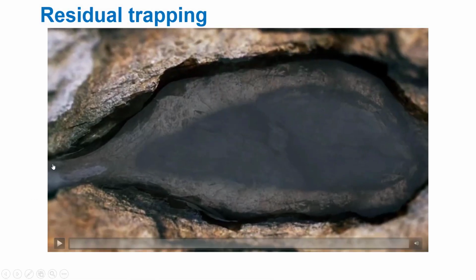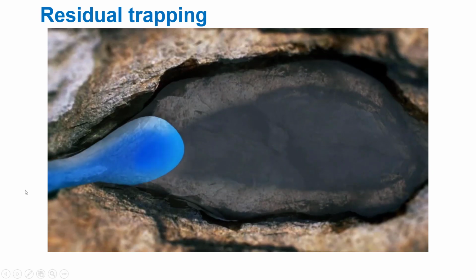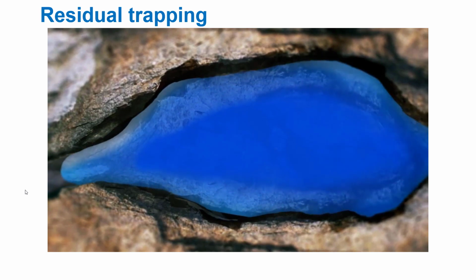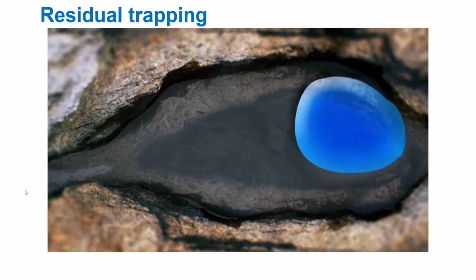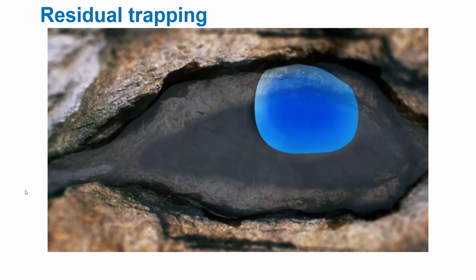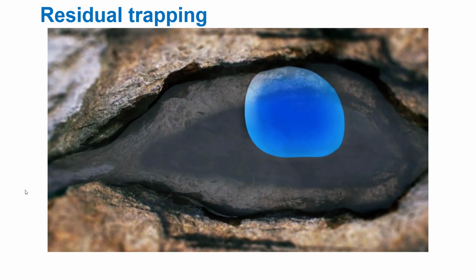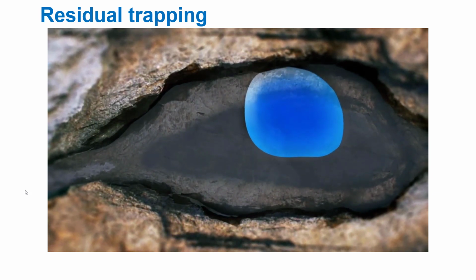The next trapping mechanism I would like to emphasize is the residual trapping mechanism. Some CO2 is trapped in the porous rock zone. It is called residual trapping. The CO2 plume moves through the rock, and bubbles of CO2 are snapped off and left behind in the pore space once the CO2 plume has passed through the fluid. The CO2 is trapped as very small bubbles like this. That is the residual trapping.